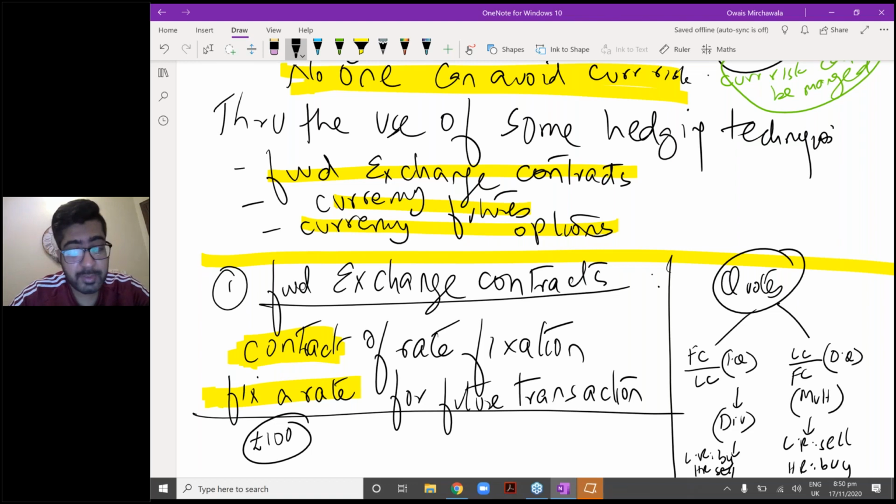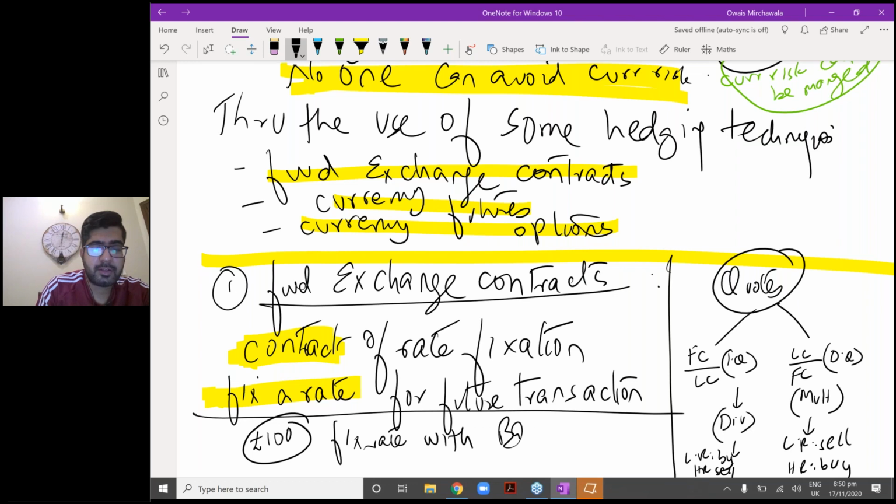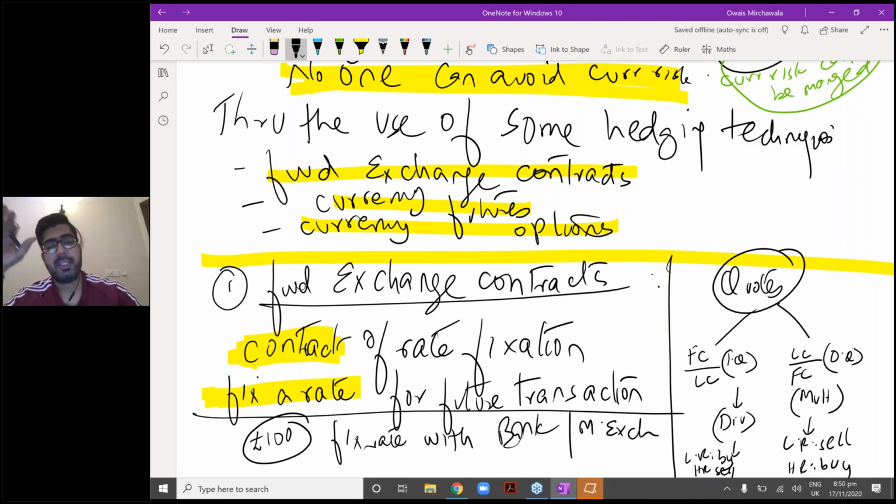Let's suppose you have to pay 100 GBP to someone, ACCA, in March, and you are afraid that rates may go up. Just fix a rate with a bank or a money exchange company. If the rate is fixed, then no matter what the rate is in the future, you won't suffer any loss.